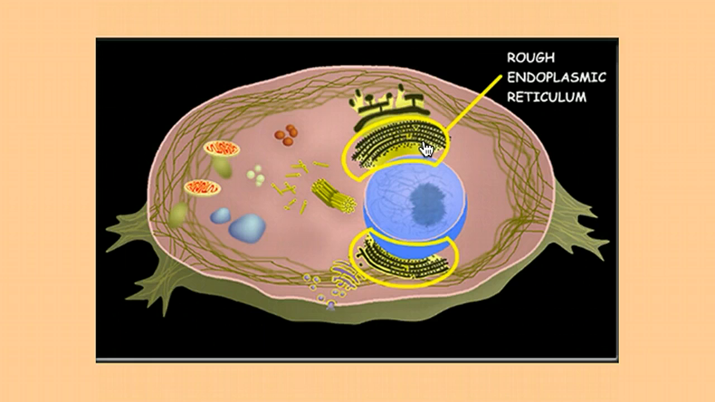The endoplasmic reticulum. The endoplasmic reticulum looks like a network of tubes. The endoplasmic reticulum carries materials throughout the cell. They work like a highway to transport materials. On the endoplasmic reticulum are small dots. These dots are what is known as ribosomes, another organelle.